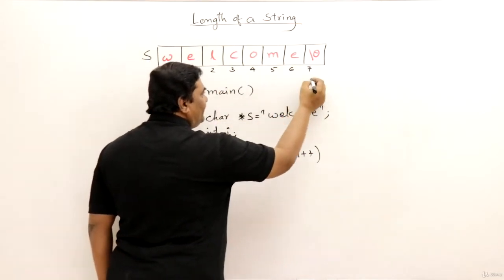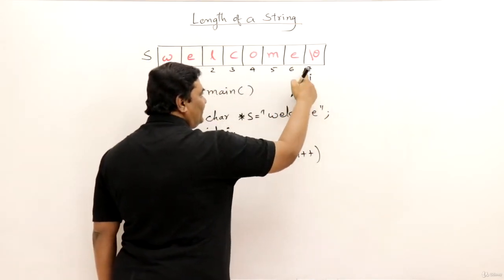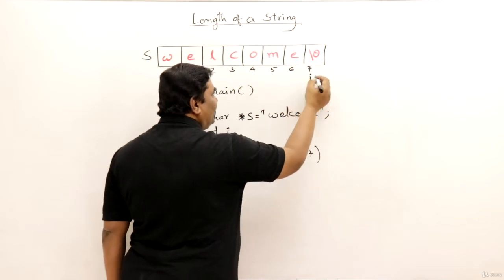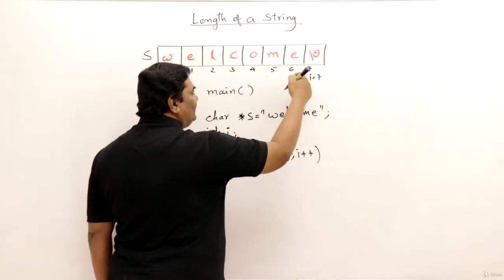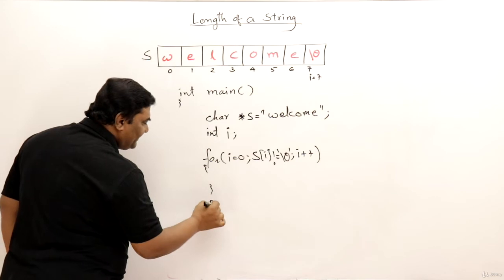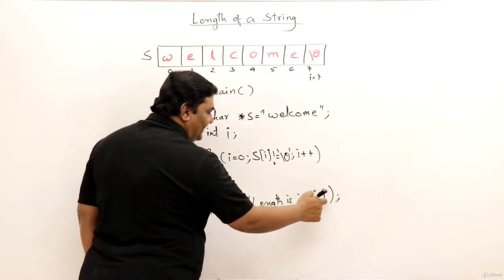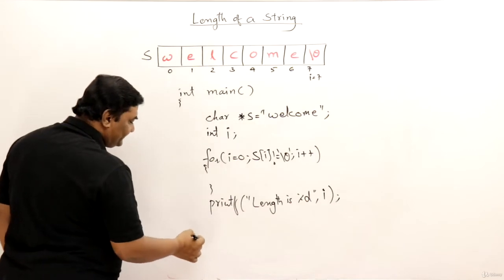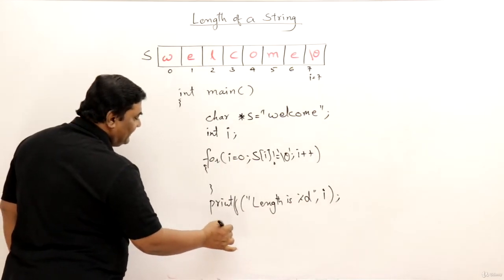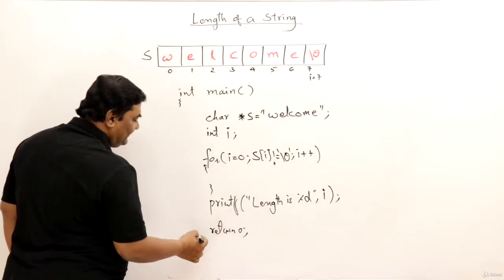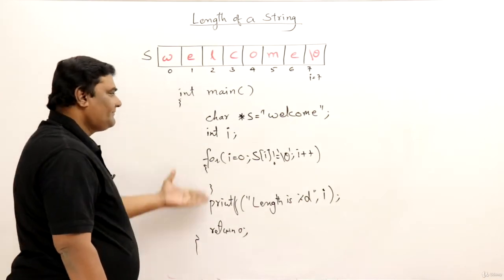So where I will be stopping, it will be stopping here. What is the value of the index here? The value of i is 7. So the length of the string is 7. Here I will printf: length is %d, i. So i is the length of the string. That's all. This is the end of the main function, so I can write return 0 and stop.